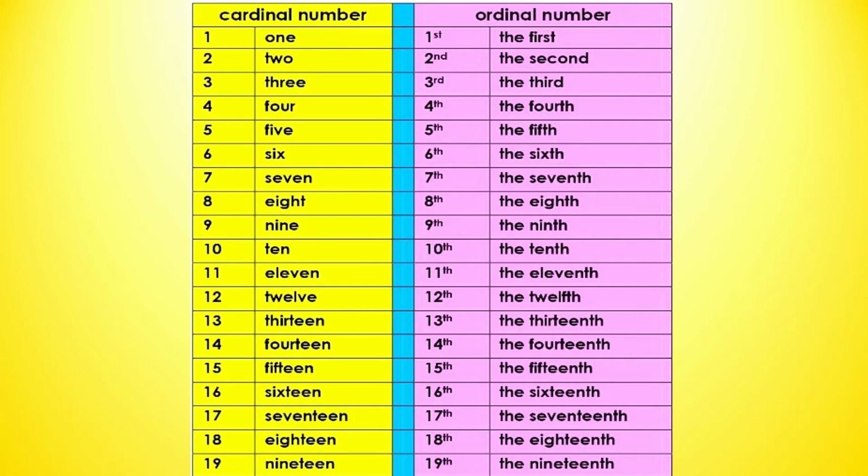This is the final sound of the ordinal number, okay? The letter TH. The sound is the letter TH. You have to put it in the final sound. Again, 4. The fourth. 5. The fifth. 6. The sixth. 7. The seventh.